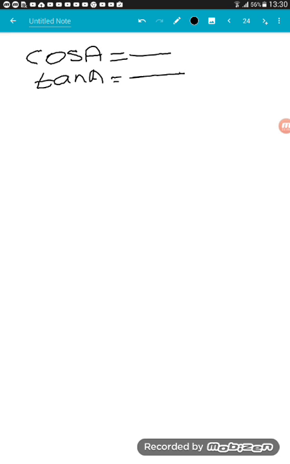First is: express the ratios cos A, tan A, sec A in terms of sin A. That means we have to express cos A in terms of sin A. So first we will write the given thing: cos A in terms of sin A, then tan A in terms of sin A, and sec A.